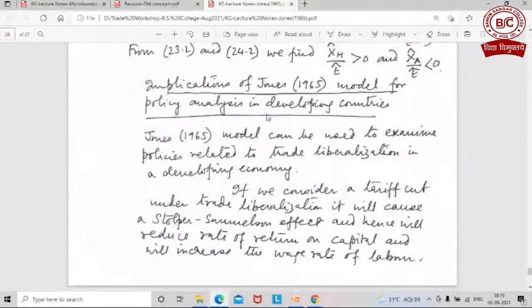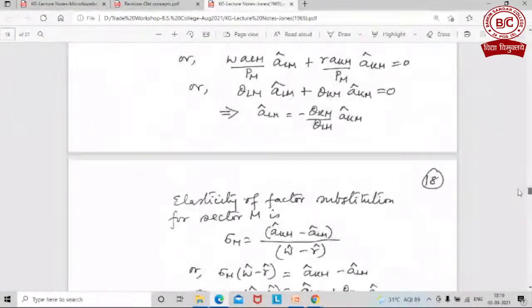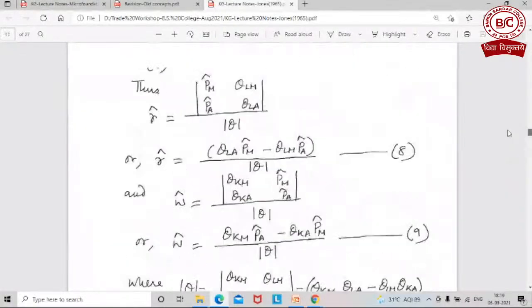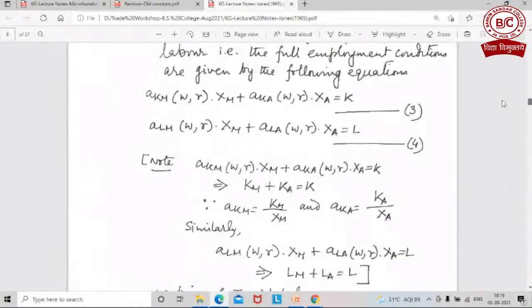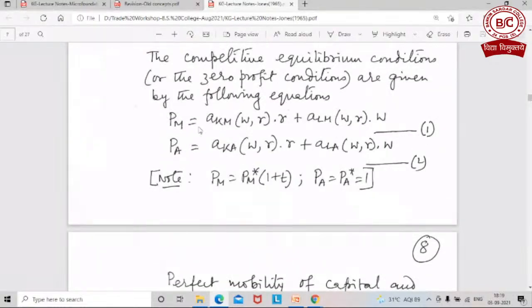My interest lies in the implications of the Jones model for policy analysis. Just one thing I want to ask you, whether you can answer this, then I shall finish by saying the policy implications, which are very simple, not at all difficult. First of all, as I said, as K increases, the factor prices remain unaffected. And we have the Rybczynski effect: XM increases, XA falls. However, when we have the Stolper-Samuelson effect, PM increases, R increases, and W falls.